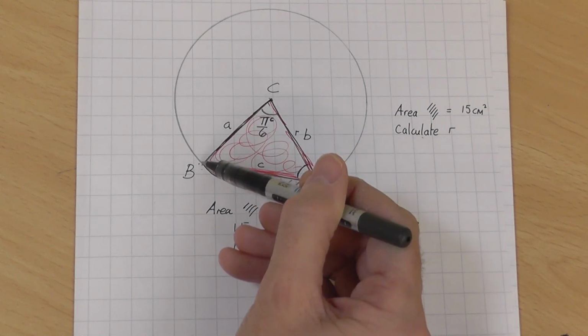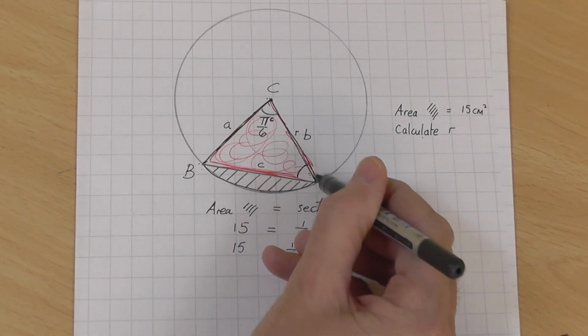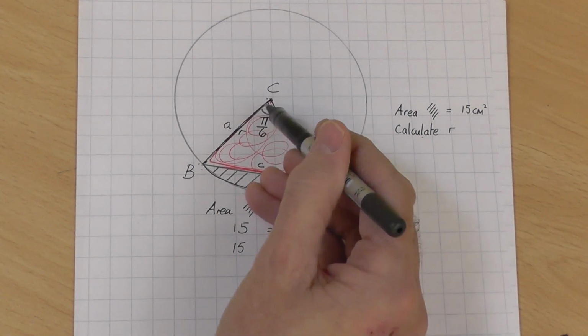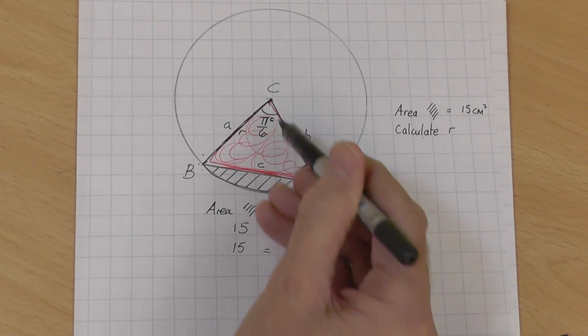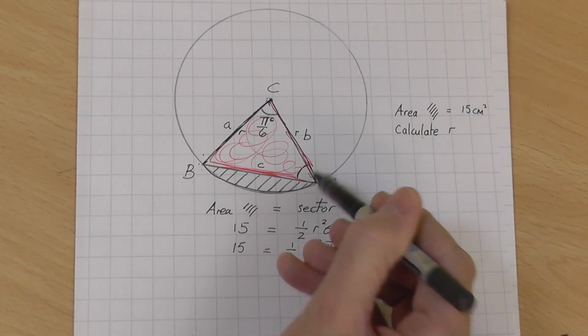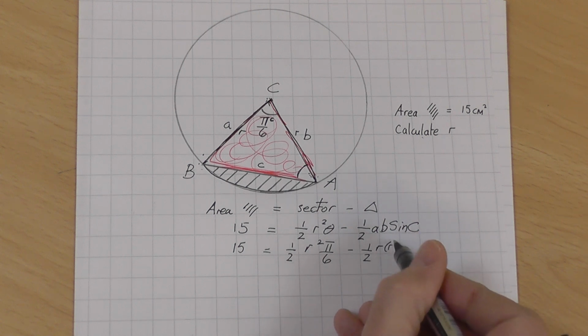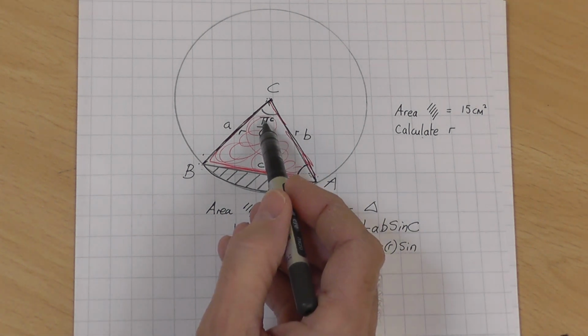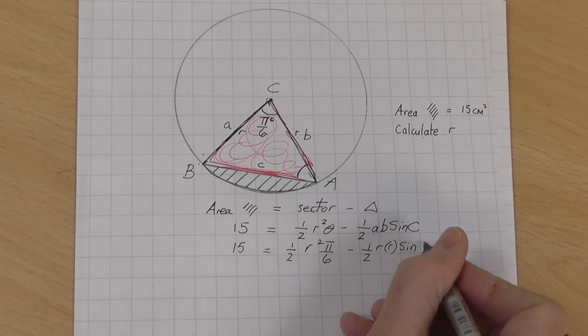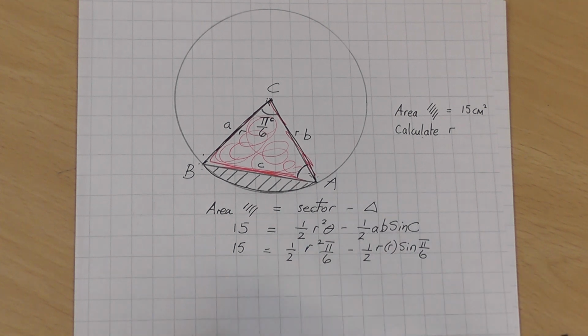Well, that's from the centre to the outside. That is, as well as that, the same as the radius. So that's the radius and that's the radius. So I know that a and b are both the radius. So little a is replaced with r, little b is replaced with another r, and then we've got sine of the angle big C, and sine of pi by 6 is that in radians. So we get to there.